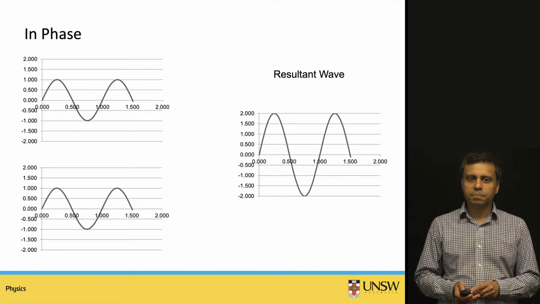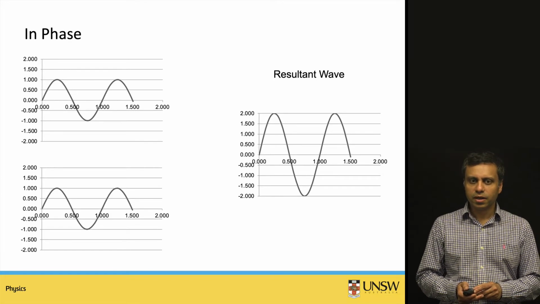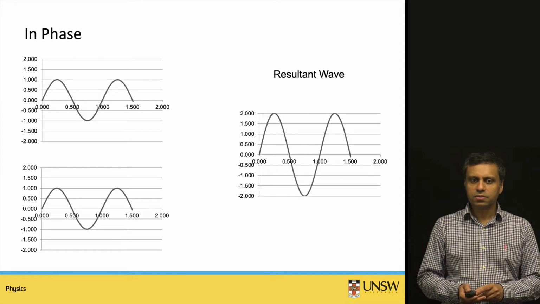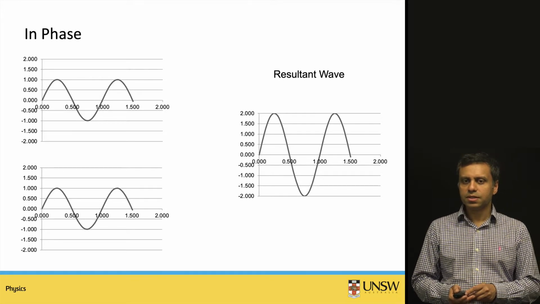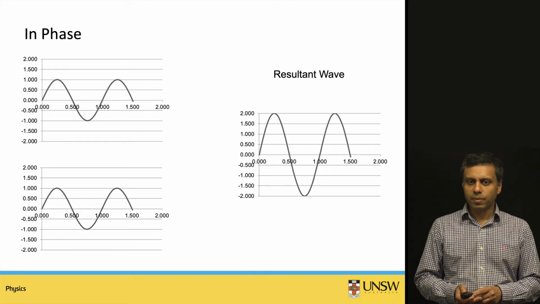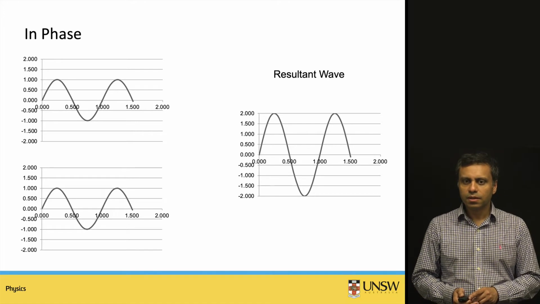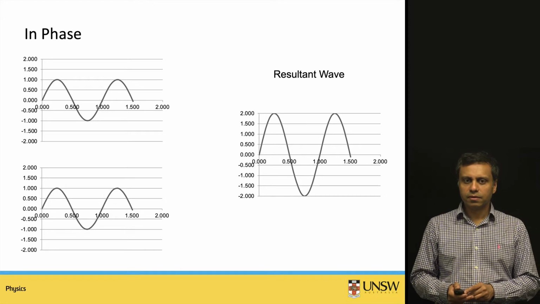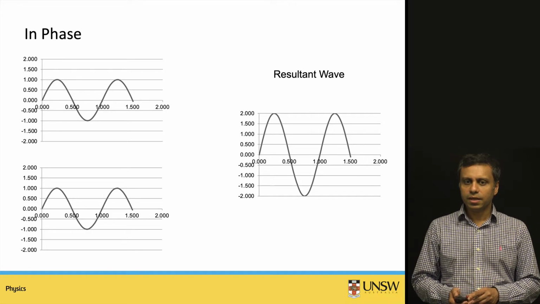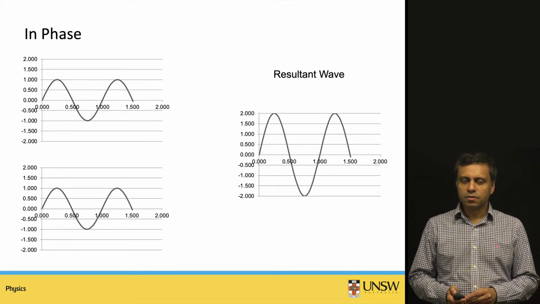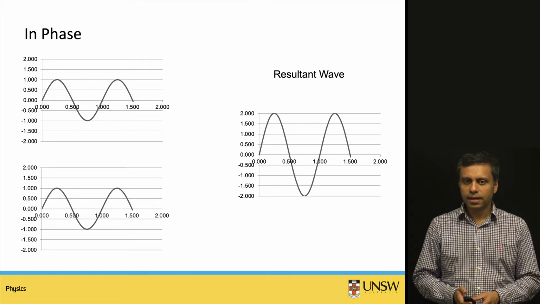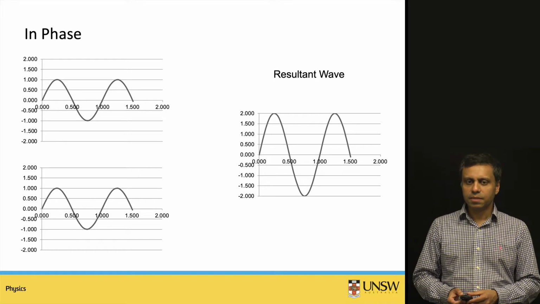Now if you take the peak amplitude of each wave, we see that it is 1 at the peak. Both the waves are 1, so 1 plus 1 gives you 2. And you see the resultant wave has the maximum amplitude of 2 also. If you just add up the corresponding points along the wave, you end up with the resultant wave. Because the waves are in phase, the resultant wave has a larger amplitude in this case.